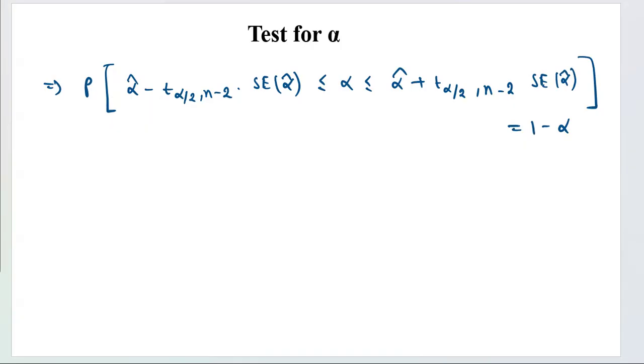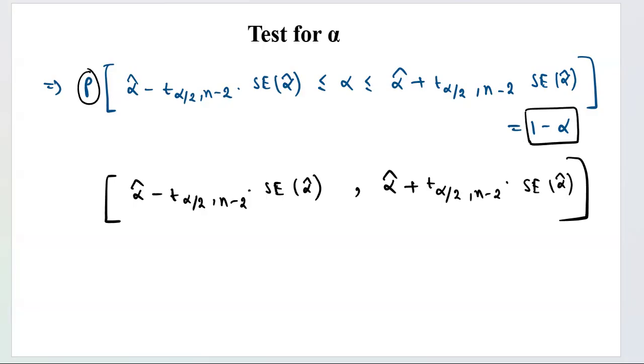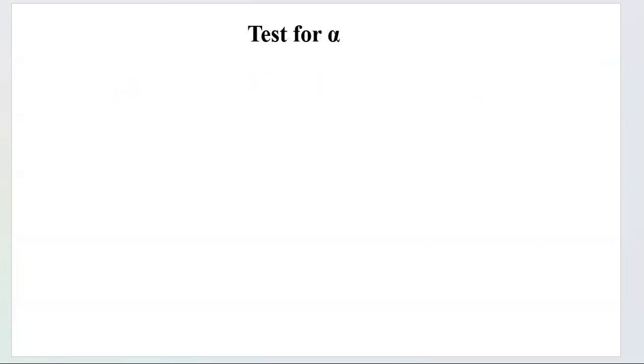So how can you write the confidence interval in a compact form? The confidence interval of alpha is alpha cap minus t alpha by 2, n minus 2, standard error of alpha cap, to alpha cap plus t alpha by 2, n minus 2, standard error of alpha cap. So this is the confidence interval, and the probability that the population parameter lies in that confidence interval is 1 minus alpha, as we have already discussed. Right? So if we have this knowledge, we can define the decision rule.